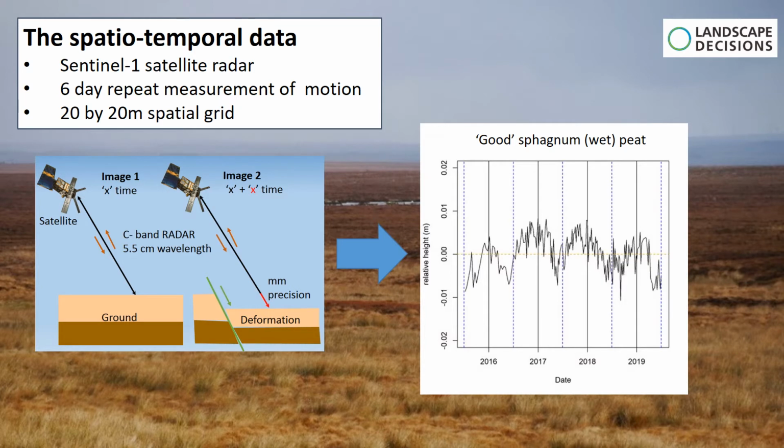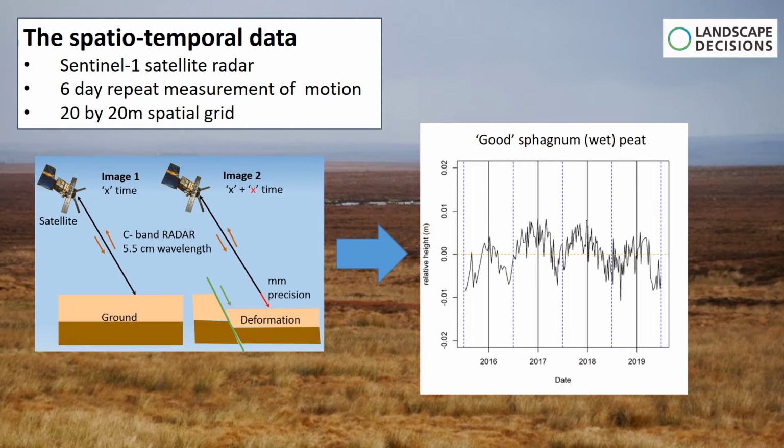The spatio-temporal data that we'll be using come from Sentinel-1 satellite radars. This is a 6-day repeat measurement of the motion of the peatland surface, and it's measured in a 20 by 20 metre spatial grid. The way this is done is by the satellite repeatedly measuring the same place, and when the ground deforms, it can detect a change in millimetres.